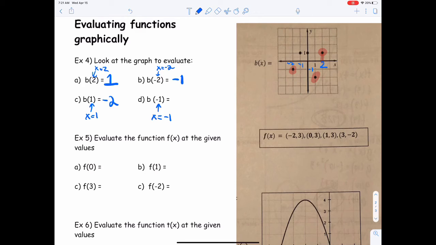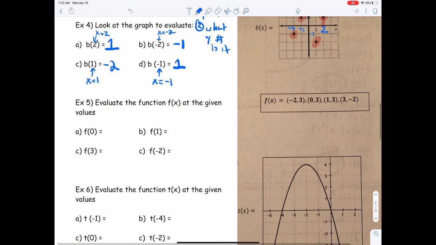X equals -1. So figure that one out. Where does x equal -1? And then look up or down for the point. X is -1. Here's your point. What y is that? That y is 1. So find your point, and what y number is it? Because we're trying to find b of 1, b of -2. All that b of x, f of x, that's all y. That's all it means. All right, next one.